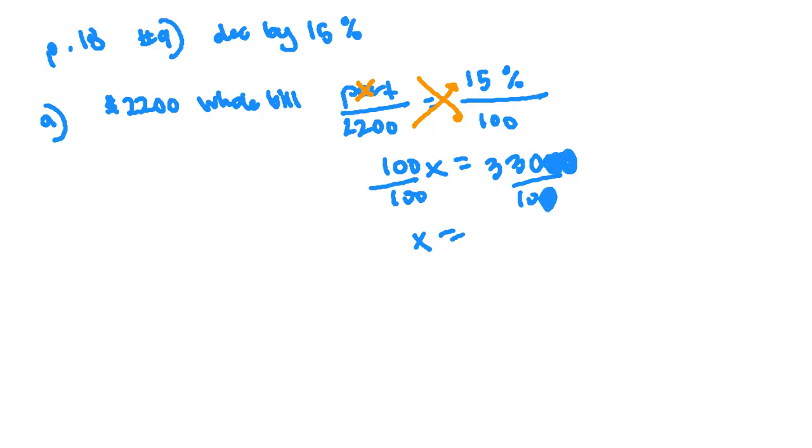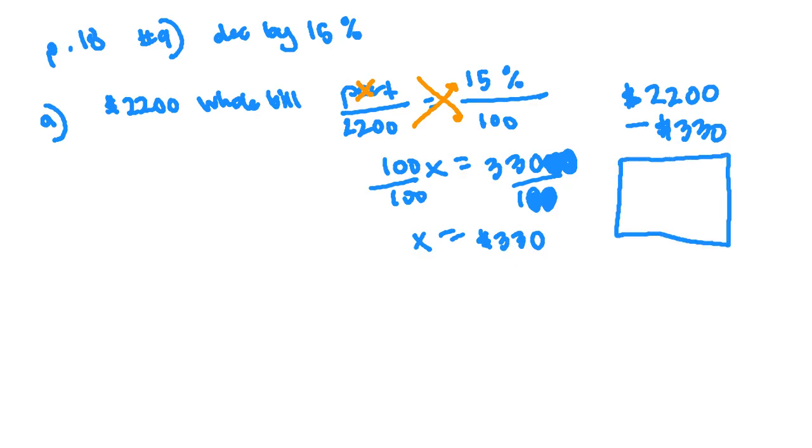Now that's not the answer to the problem. It says if they're successful, what will their bill be? So they started out at $2,200. They just decreased it by $330. So their final bill, the answer to part A, 2,200 minus 330 is $1,870. That's part A.